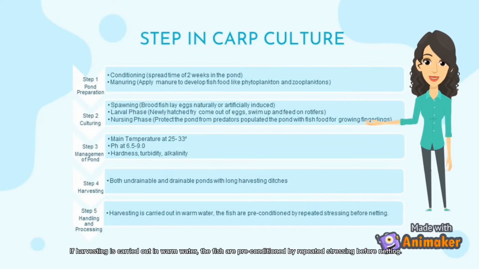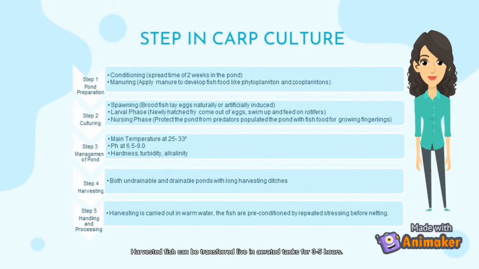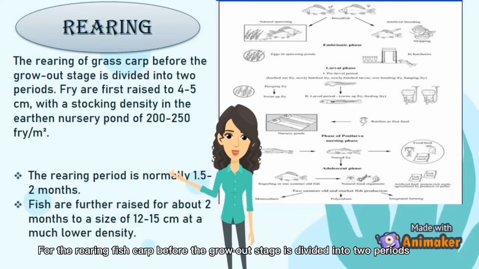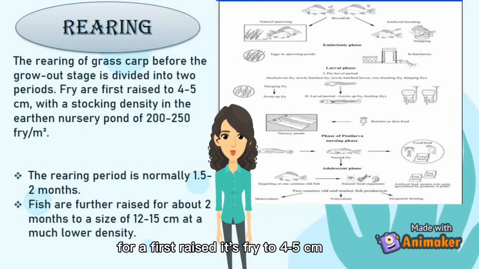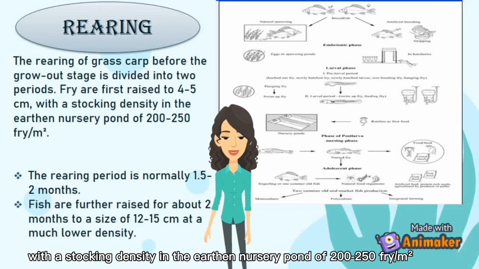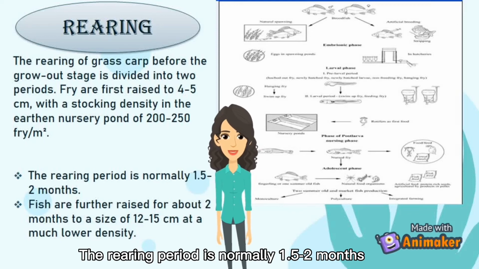If harvesting is carried out in warm water, the fish are preconditioned by repeated stressing before netting. Harvested fish can be transferred live in an aerated tank for 3 to 5 hours. The rearing of grass carp before the grow-out stage is divided into two periods. For the first period, fry are raised to 4 to 5 cm with a stocking density in the nursery pond of 200 to 250 fry per square meter. The rearing period is normally 1.5 to 2 months.